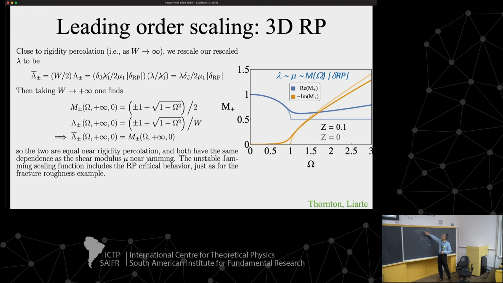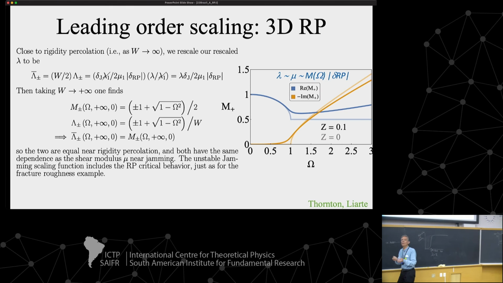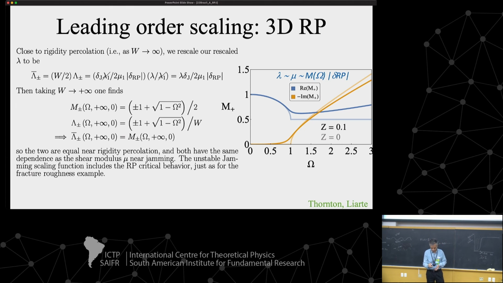But anyway, using this jamming point, we just look in the neighborhood of this line, and we should get rigidity percolation. That's the rule, that you look at the multi-critical point that's unstable in the renormalization group to the lower order critical point. And the multi-critical point, the jamming point, has to have a scaling function that includes the singularity for rigidity percolation.